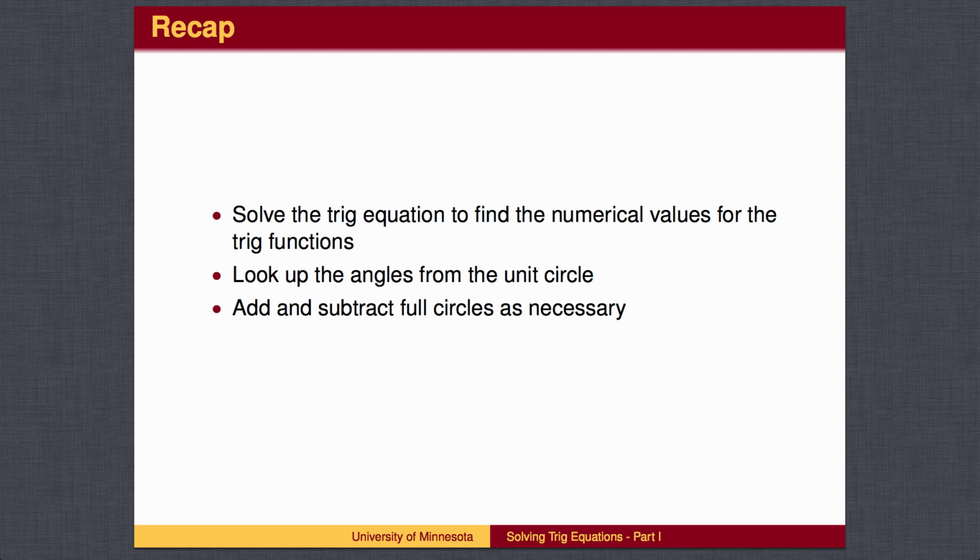To recap, first, think of expressions like sine of theta as variables and use algebraic techniques to solve these equations for the trig functions. Then look up the angles from the unit circle. Finally, to get a complete set of solutions, add and subtract full circles.